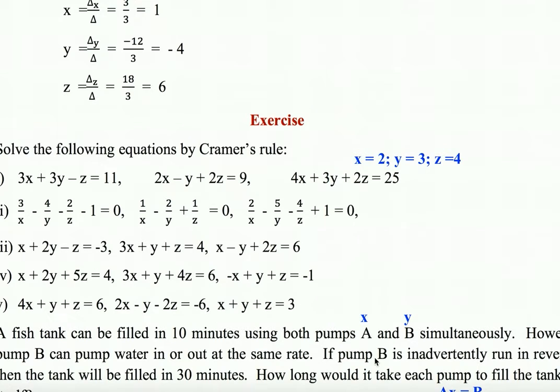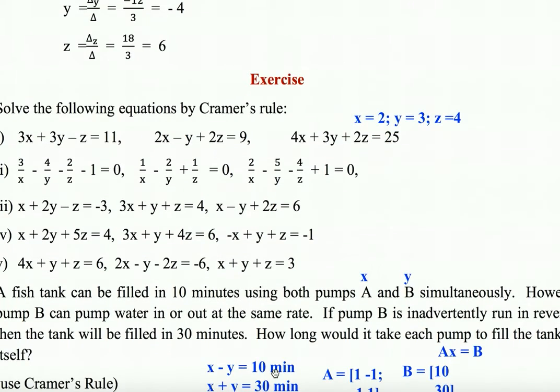Let me tell you one example. Let's say A takes 50 minutes to fill the tank, B takes 40 minutes to fill the tank. Then if both the pumps run simultaneously, how much time is it going to take? 50 plus 40 is 90 minutes. That is too long, right? If you open both the pumps, then it is going to reduce, right? So 50 minus 40, that is 10 minutes. So we are going to write x minus y as 10 minutes.